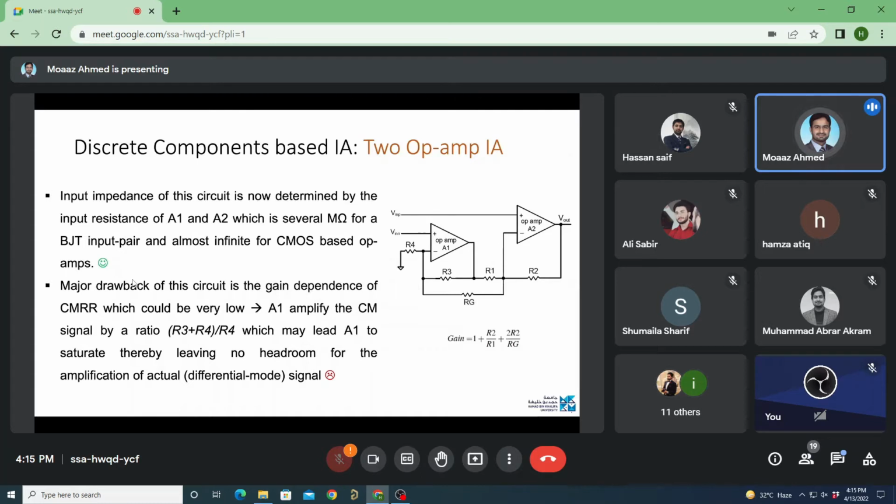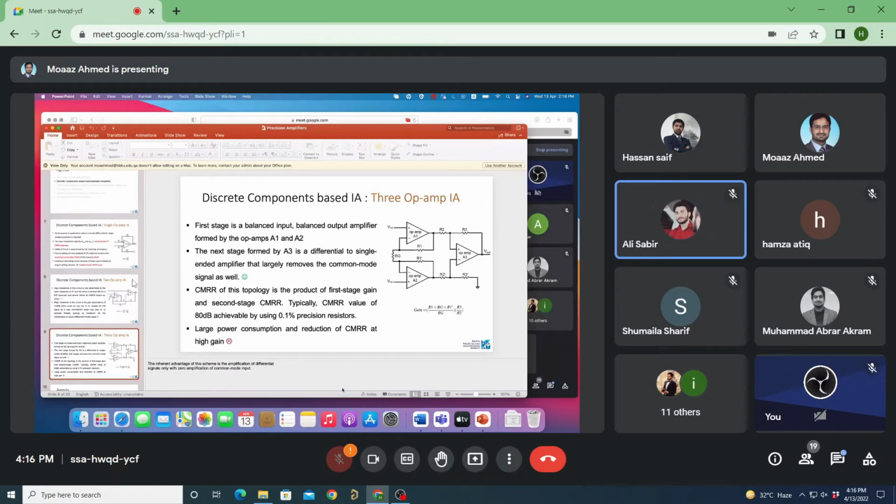Now, this is the topology that I was talking about, the topology that we have seen while doing lab projects. Can you see the slide now? 3 op-amp IA. No, we're still at the 2 slide version. Hamza, can you confirm that? Sir, we are seeing the 2 op-amp. Yes, we are still at the 2 op-amp version. Dr. Moss, can you again share the screen and then try?